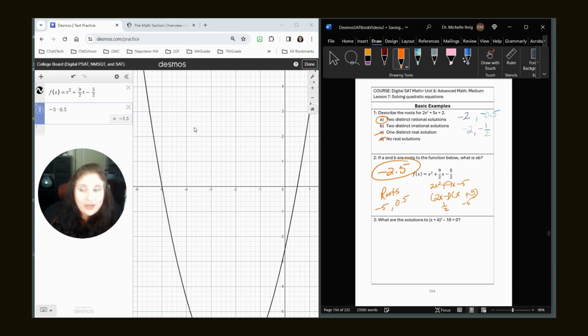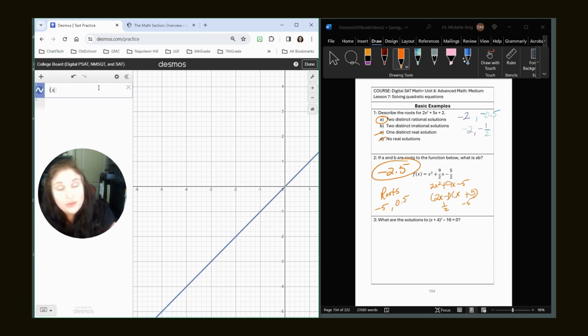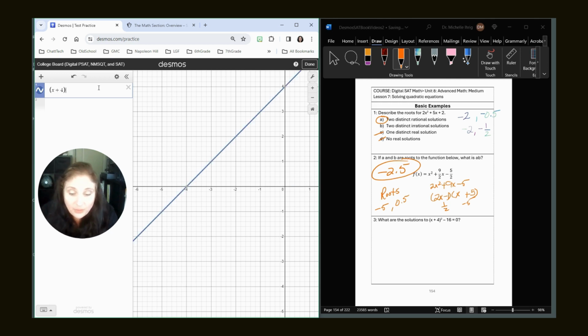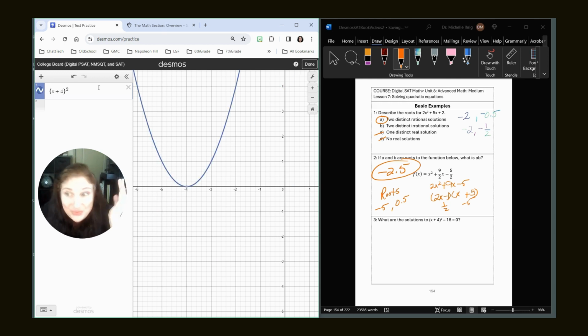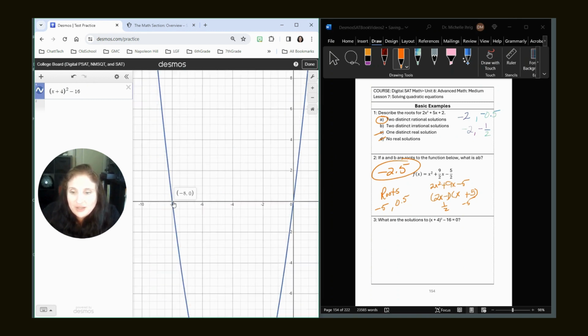What are the solutions to that? Well, they want you to think difference of 2 squares, or moving the 16 to the other side, taking the square root, and then finding the roots that way. What we're going to do is, say it with me, use the Desmos calculator. There are my roots: -8. Did I type it in correctly? Plus 4 squared minus 16. Yep, my solutions are -8 and 0.